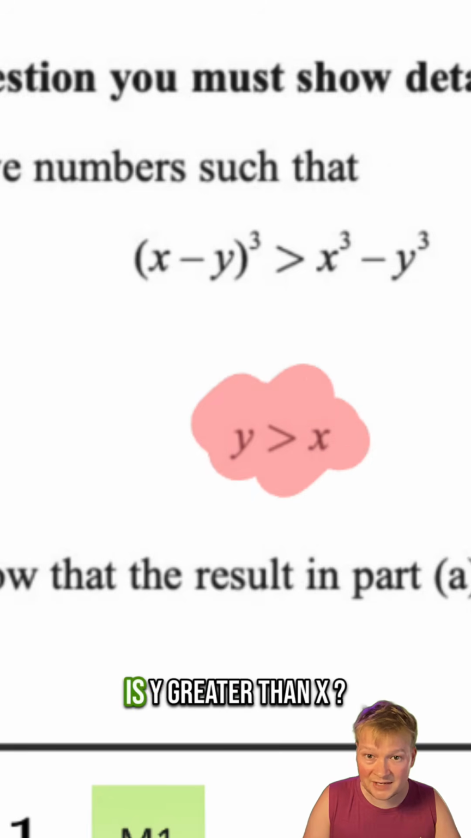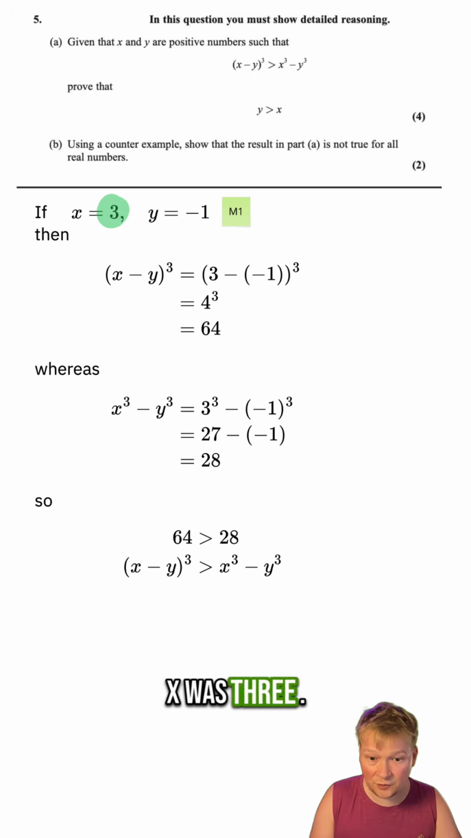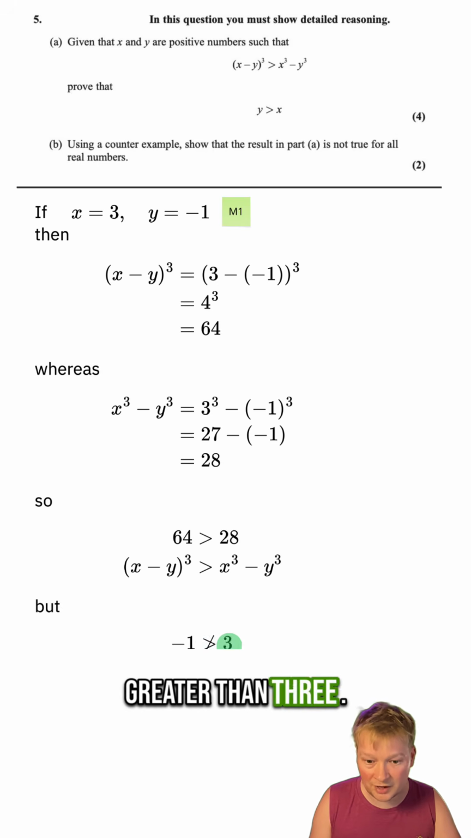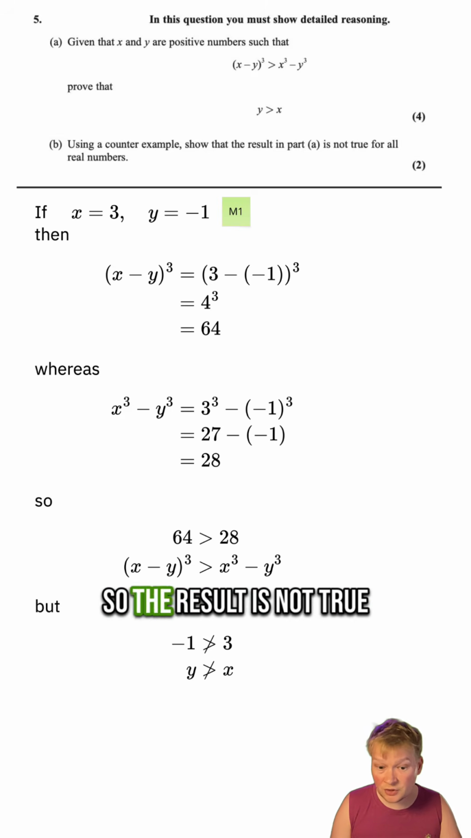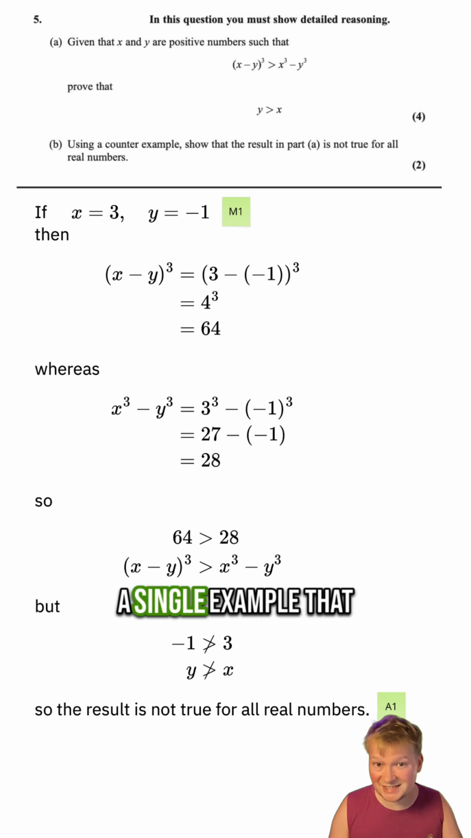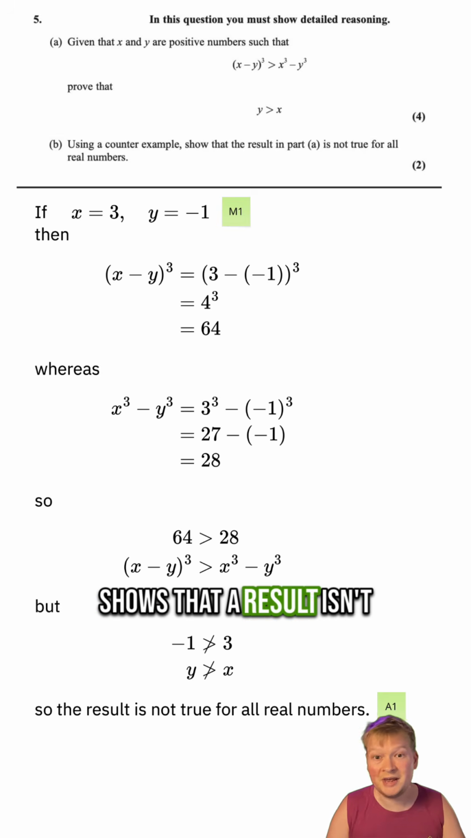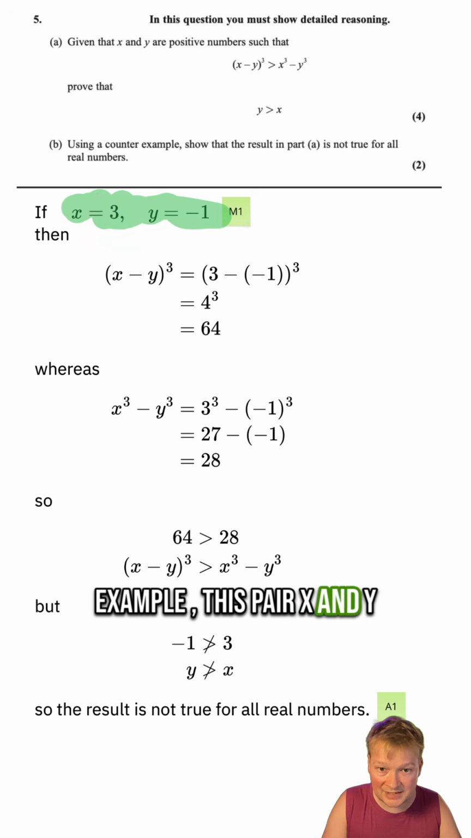But does this hold? Is y greater than x? Well, y was minus 1 and x was 3, and minus 1 is not greater than 3. Notice this symbol means not greater. So therefore y is not greater than x. So the result is not true for all real numbers. A counterexample is simply a single example that shows that a result isn't always true. So that's it. We've just given one example, this pair, x and y, that doesn't work.